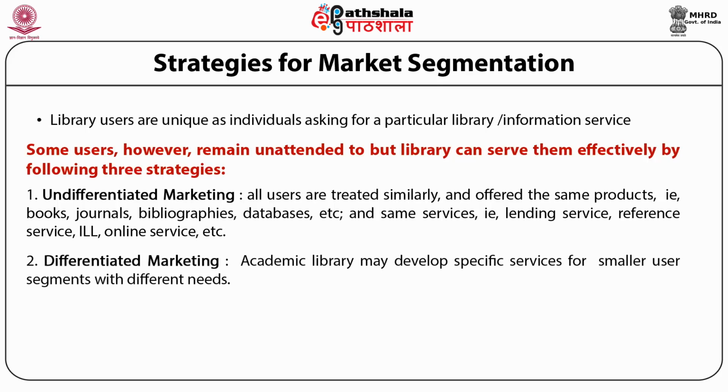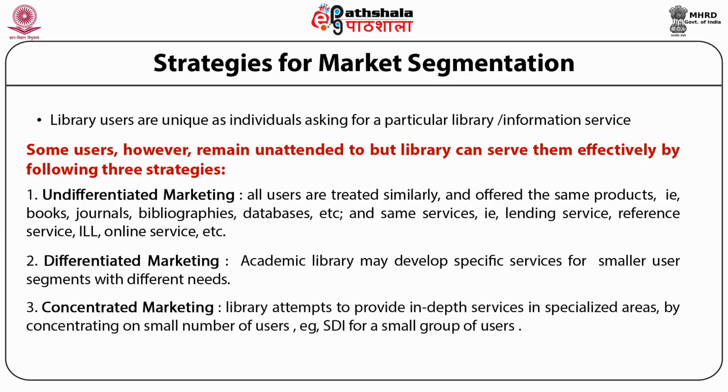Differentiated marketing. An academic library may develop specific services for smaller user segments with different needs. And third is concentrated marketing. The library attempts to provide in-depth services in specialized areas by concentrating on a small number of users. For example, SDI, that is selective dissemination of information on a given topic, research project, etc., for a small group of users who have common interest.